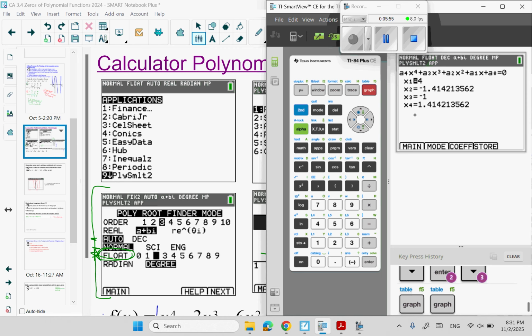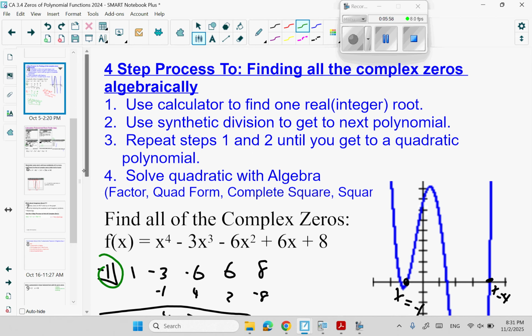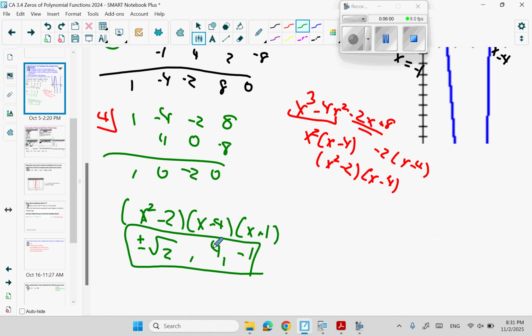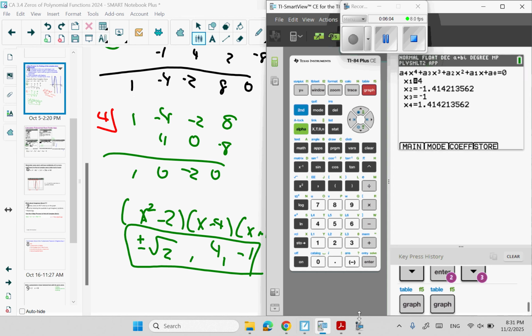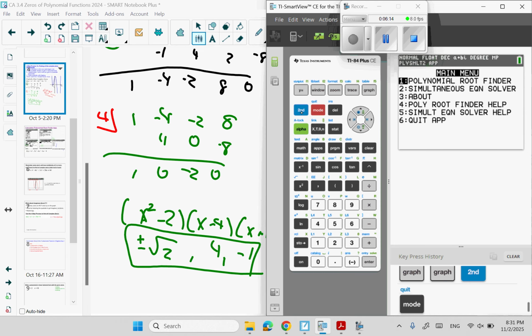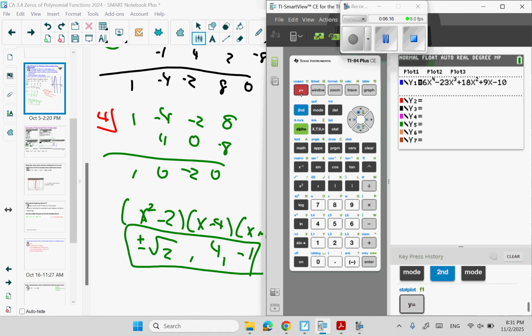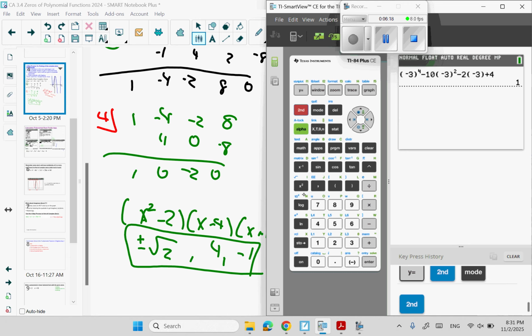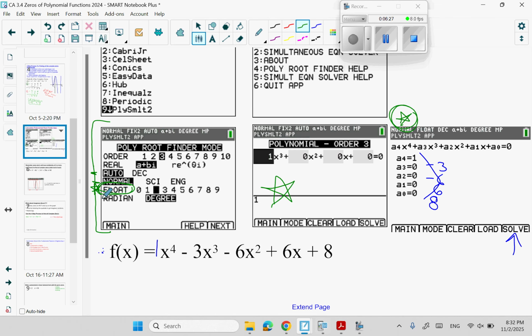And it tells me some solutions. If I flip back a slide, we note that our answers were 4, -1, and plus and minus √2. Well, here I get 4, -1, and -1.414, as well as positive 1.414. What's the square root of 2? 1.414. So it makes perfect sense. We get the exact same answers. So that's all about the PolySmith app right there.